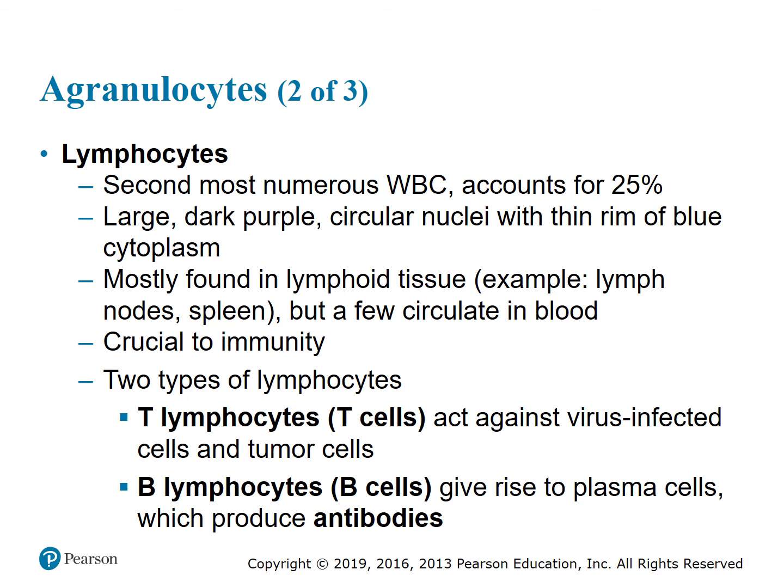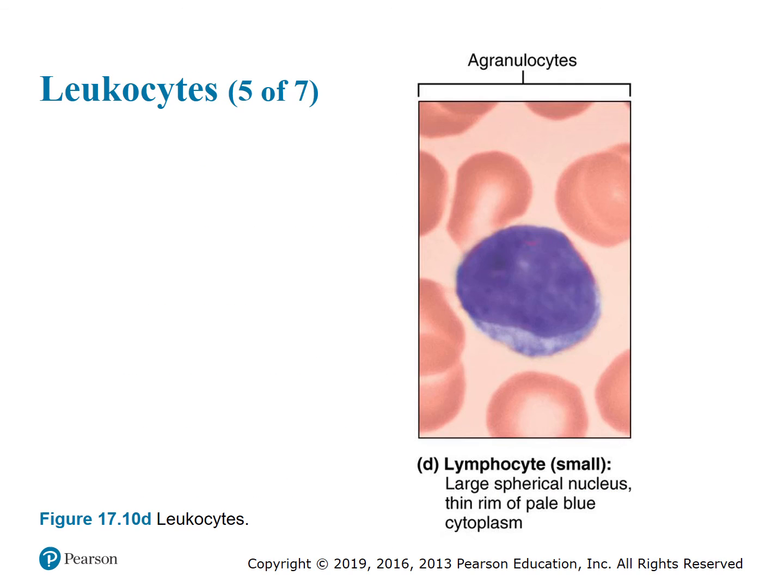There are 2 types of lymphocytes. T lymphocytes, also known as T cells, act specifically against virus-infected cells and also tumor cells, and B lymphocytes or B cells give rise to plasma cells which produce antibodies. So here in figure 17.10D, we see lymphocytes, these small cells with a large spherical nucleus. Remember we said before that it occupies most of the cell, and a thin rim of pale blue cytoplasm.